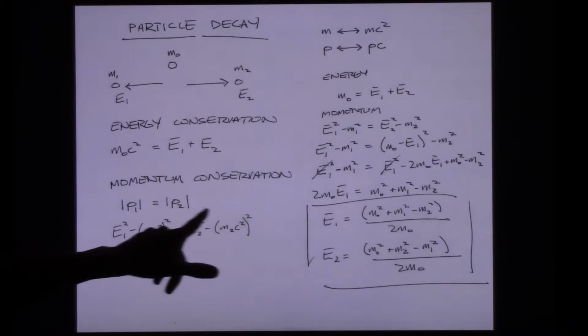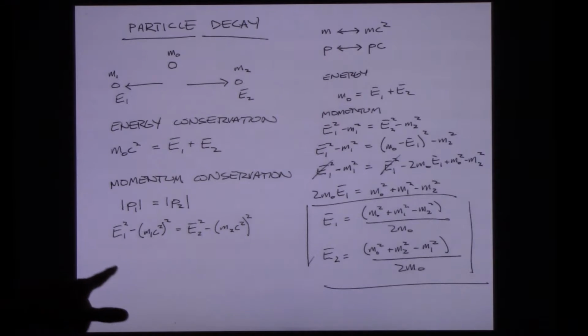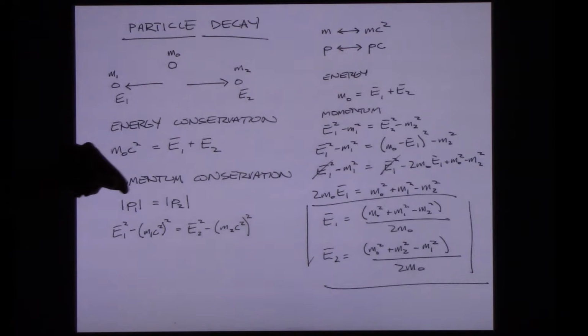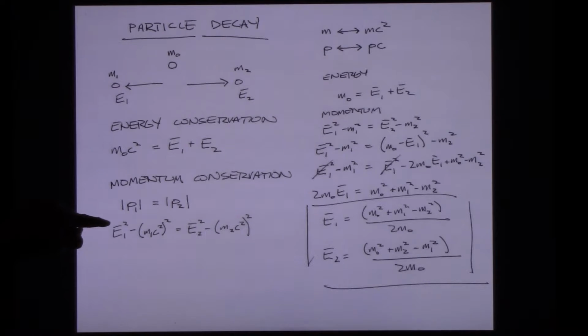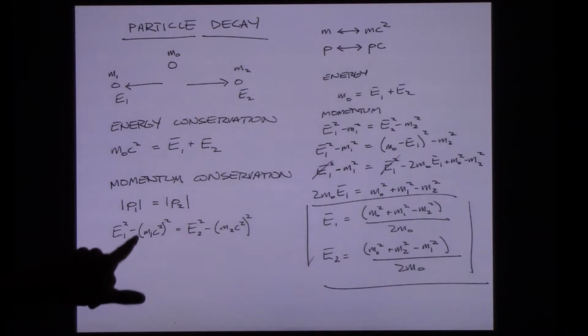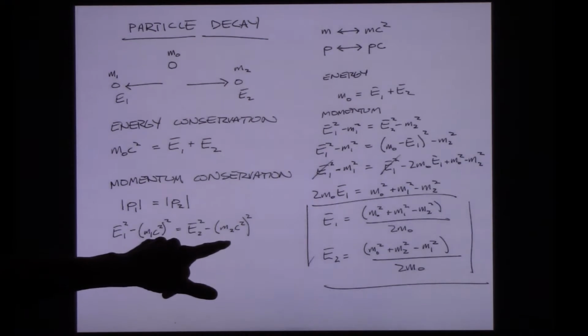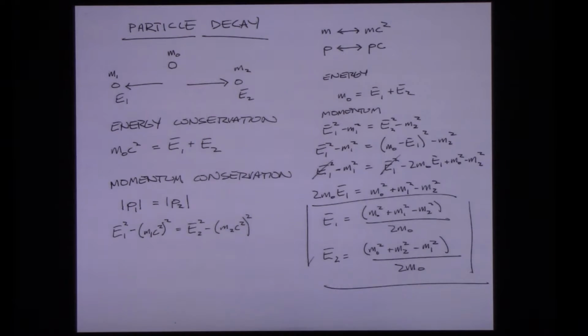Now, from the fundamental formula from special relativity for energy and momentum, we can square this, and then the square of the momentum is equal to E squared minus mc squared. So I'm going to write that for each particle. E squared minus mc squared would have to equal E squared minus mc squared for each one of those objects.